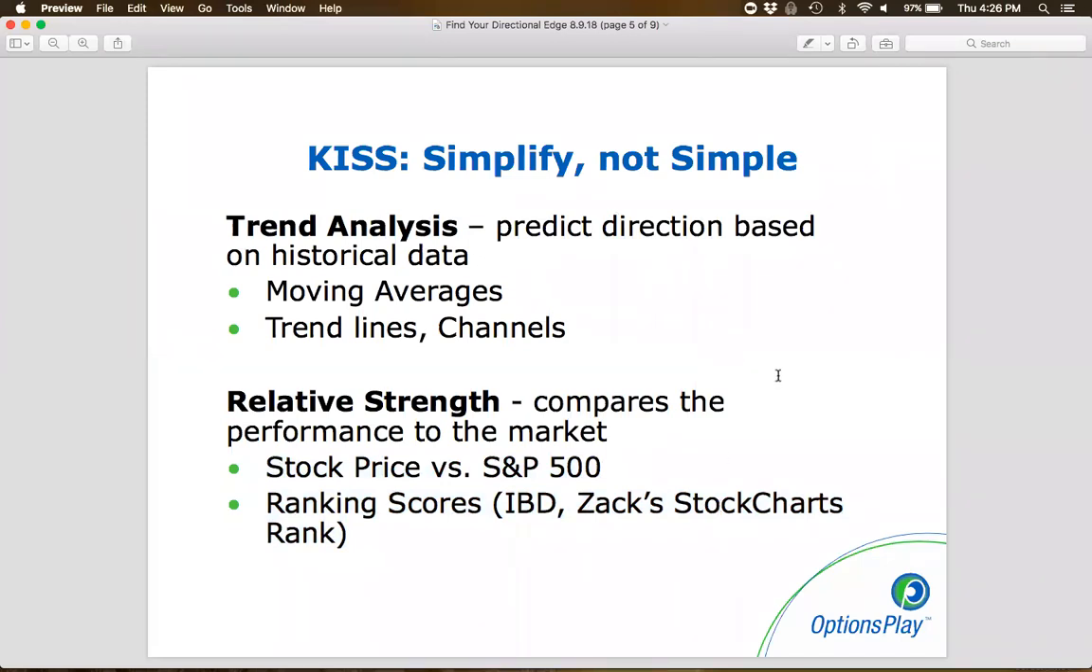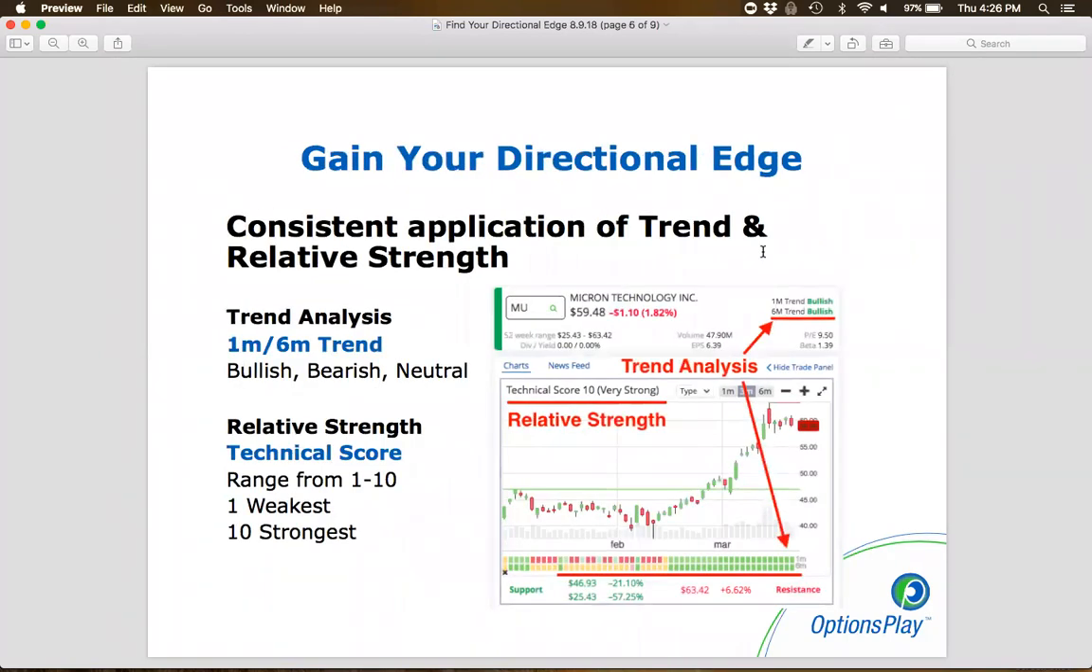So based on these two indicators alone, what we're able to do is use these two in conjunction with each other in order to find a directional view. So now, how do you actually go about doing that? In order to gain your directional edge in trading, it really is actually quite simple. All you have to do is have a consistent application of trend and relative strength.